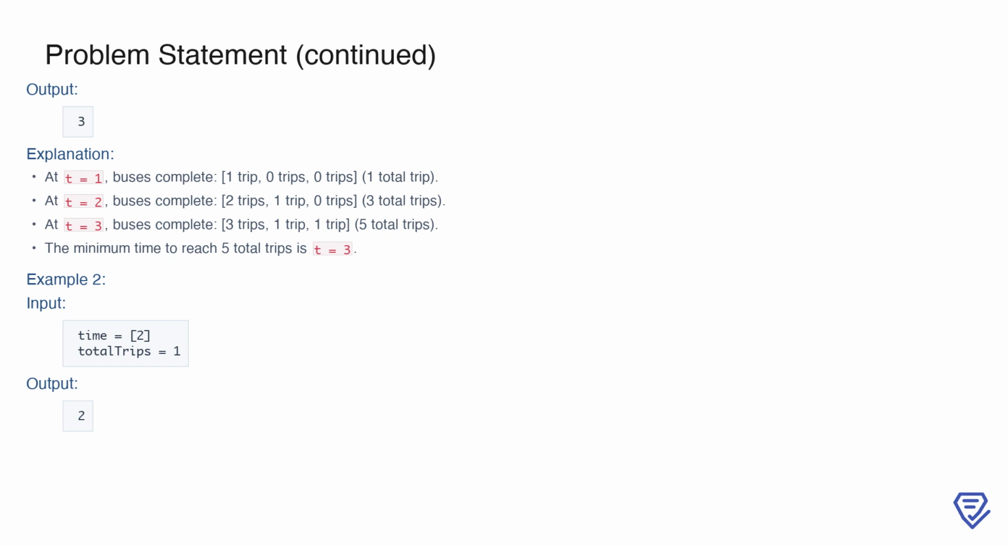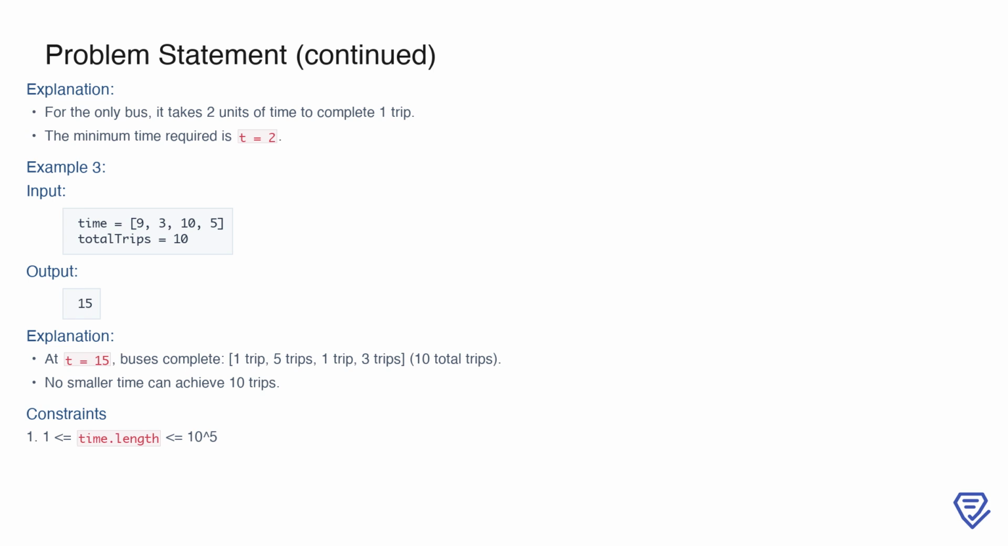Finally, at t equals 3, the first bus completes 3 trips, the second bus completes 1 trip, and the third bus completes 1 trip, reaching the required 5 trips. Therefore, the minimum time required for the buses to complete at least 5 trips is t equals 3. As another example, if time equals [2], and total trips equals 1, the output is 2 because the only bus takes 2 units of time to complete 1 trip, matching the required number of trips.